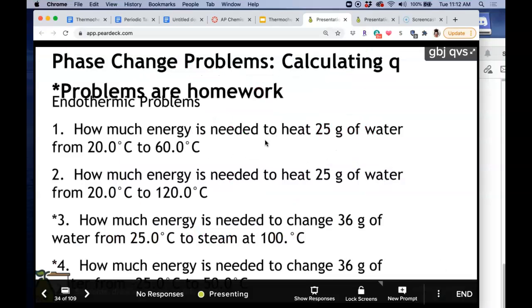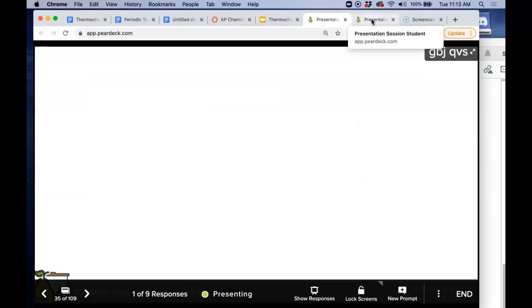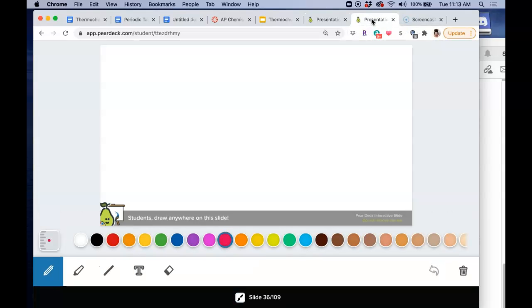All right, so we just finished the first one, an endothermic problem, which means heat was going into the system, okay? So we're going to work on the next one, the second one, which is going to require a little bit, well, actually a lot more work. So it says how much energy is needed to heat 25 grams of water, so still water, from 20 degrees Celsius to 120 degrees Celsius. So let's go ahead and draw our phase change diagram.